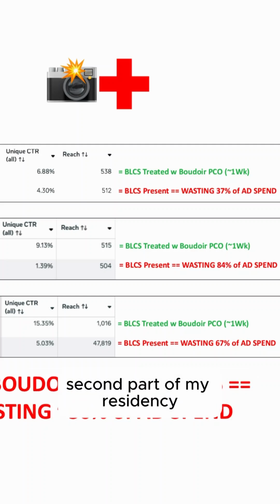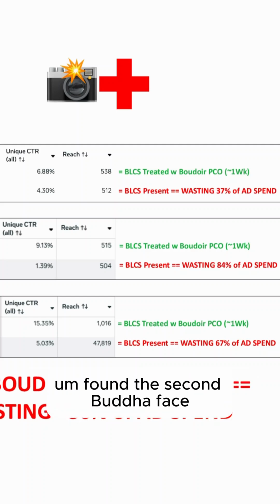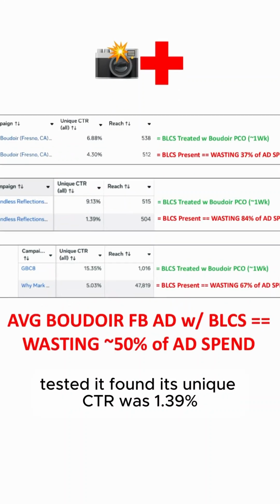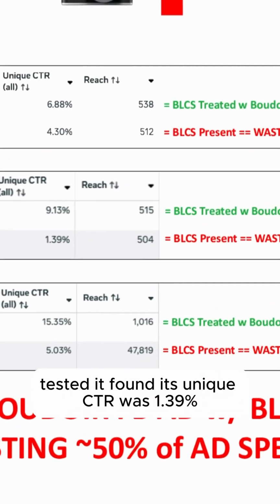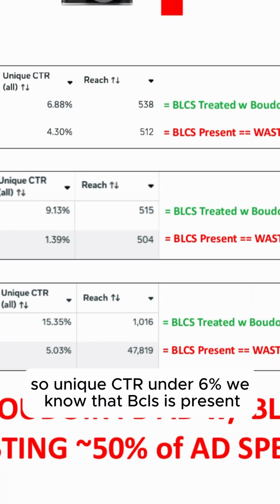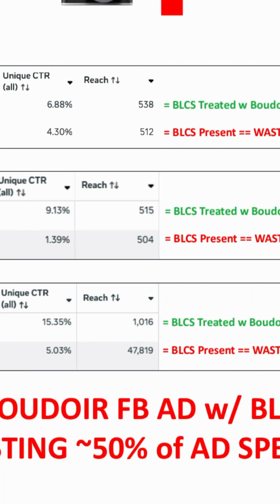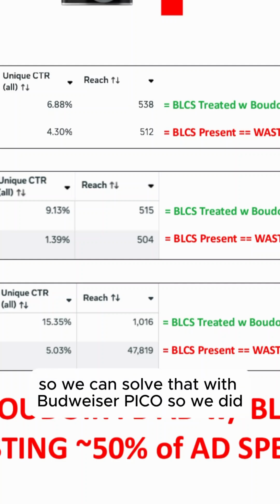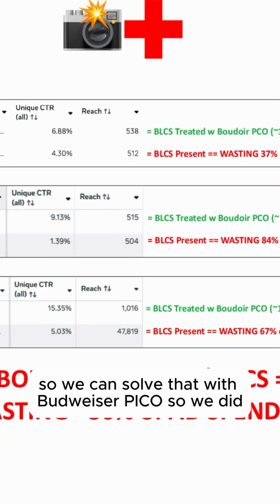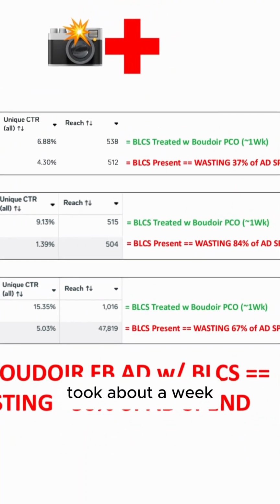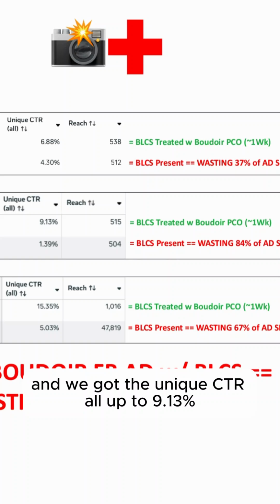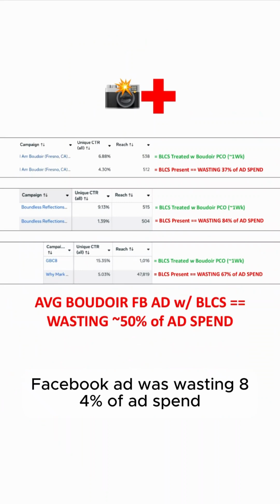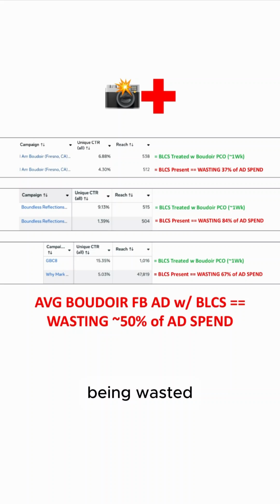Second part of my residency, found a second Boudoir Facebook ad out in the wild, brought it to the hospital, tested it, found its unique CTR was 1.39%. So with unique CTR under 6%, we know that BLCS is present. So Boudoir low click syndrome. So we can solve that with Boudoir Pico. So we did. We treated it with Boudoir Pico, took about a week, and we got the unique CTR up to 9.13%. So we found out the original Boudoir Facebook ad was wasting 84% of ad spend, being wasted.